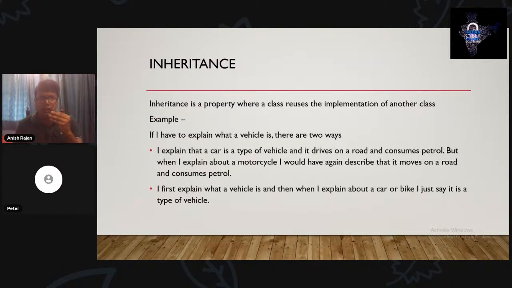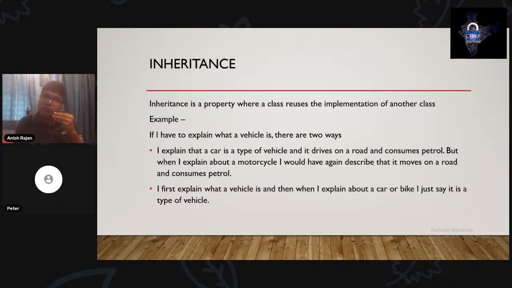First is inheritance. Inheritance is a property where a class reuses the implementation of another class. Okay, obviously that definition didn't go so well, so you need to understand it with an example. Let's see this example. If I have to explain what a vehicle is, there are two ways. I explain that a car is a type of vehicle, it drives on a road and consumes petrol. But when I explain a motorcycle, I will again have to describe that it moves on a road and consumes petrol. For example, let us say I am explaining to a child what a car is.